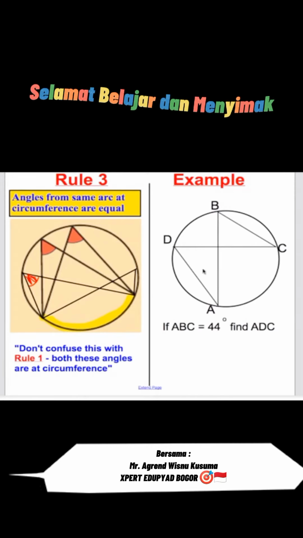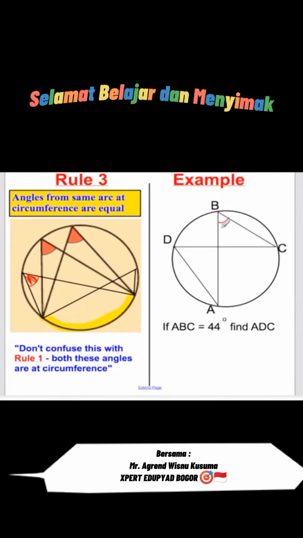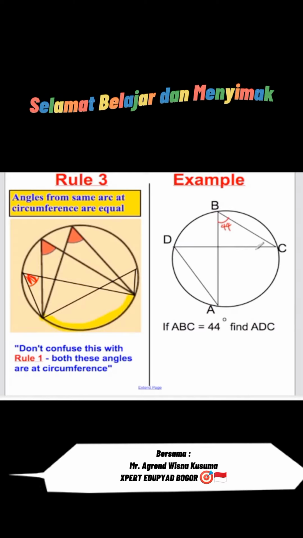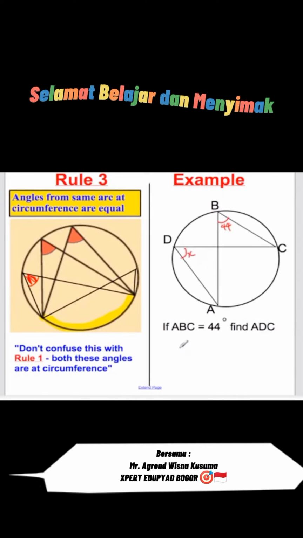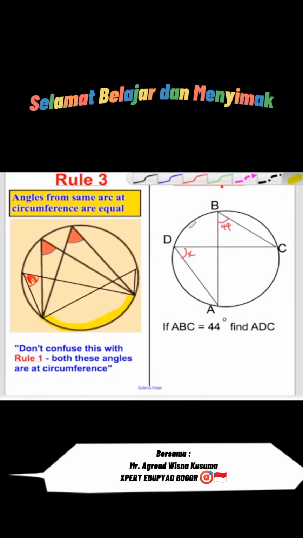Okay, quick example. If ABC, A to B to C, this one's 44, they're asking what ADC is. Always label it, ADC, call that one X. What's that one? Well, let's define our arc. Our arc could be here or here.